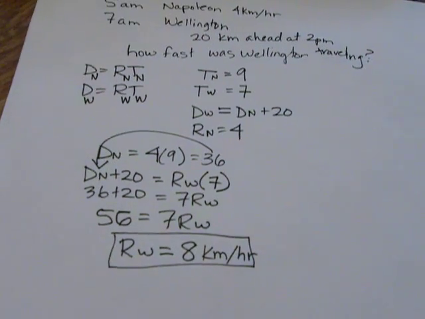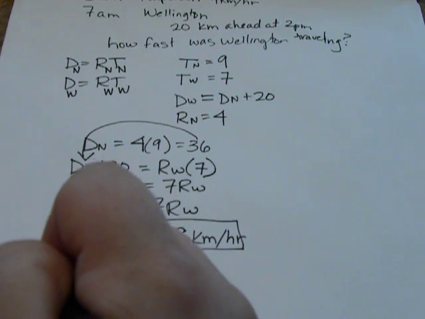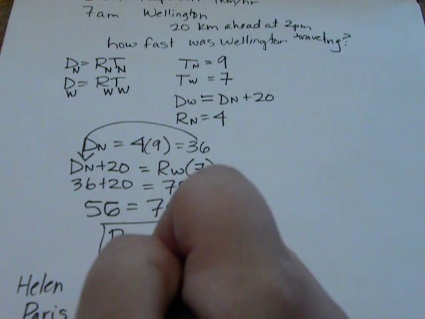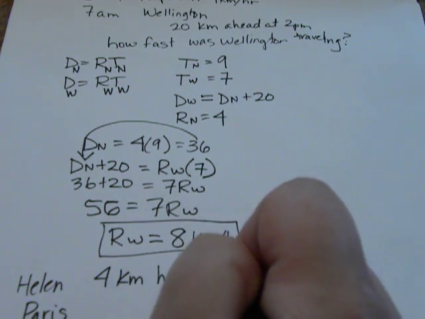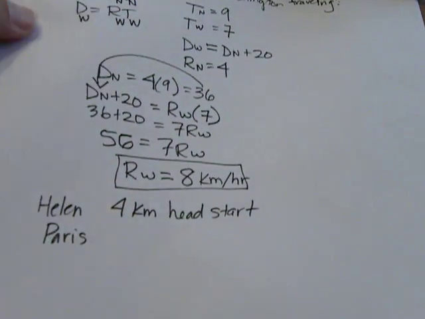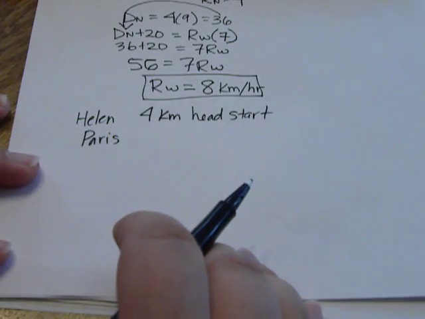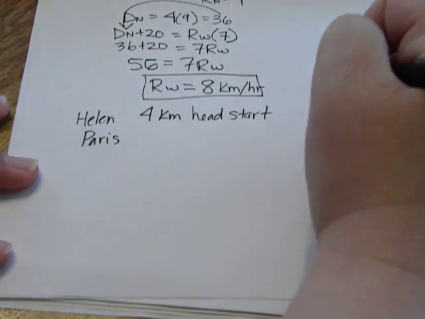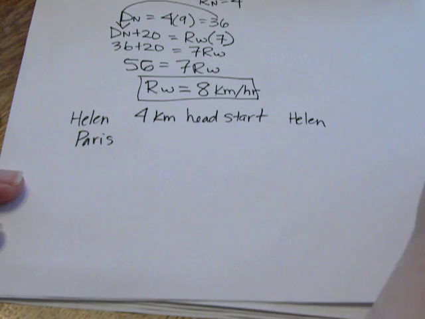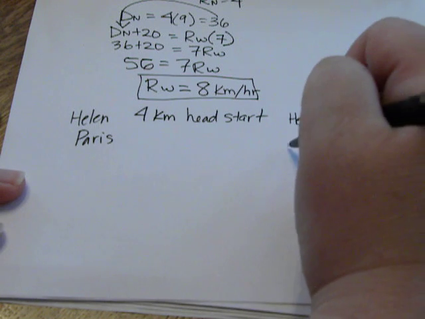Let's do practice part B. It says Helen has a 4 kilometer head start on Paris. So we've got Helen and Paris. Helen has a 4 kilometer head start. How long will it take Paris to catch Helen? If Helen travels 6 kilometers per hour, Paris travels 8 kilometers per hour.